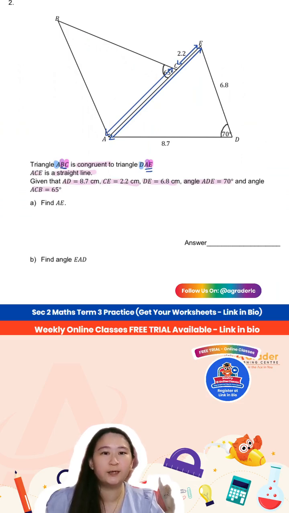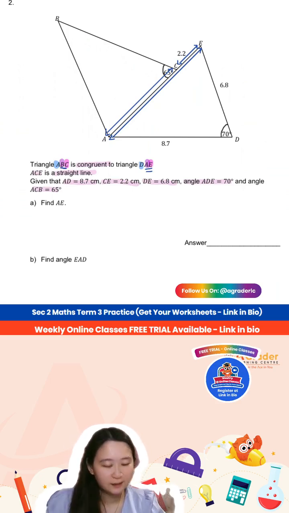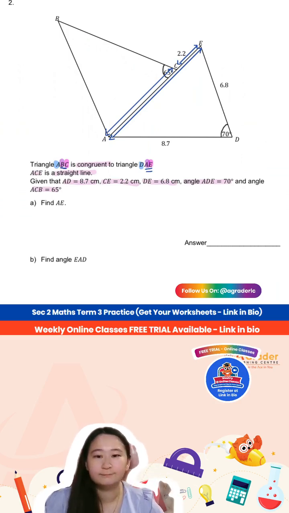Do give it a try. I've already given some hints here. Those who found the answer for length AE can send in your answers in the chat.